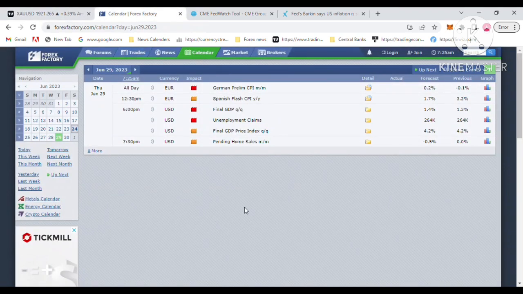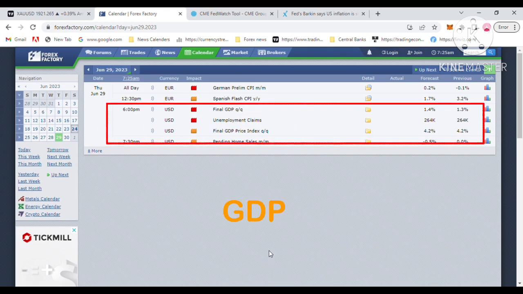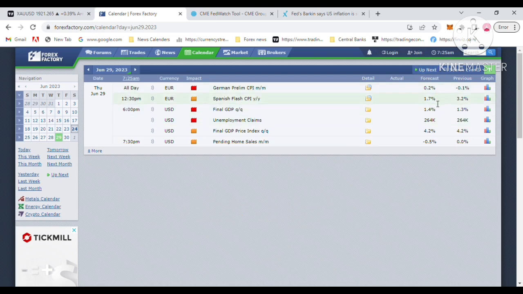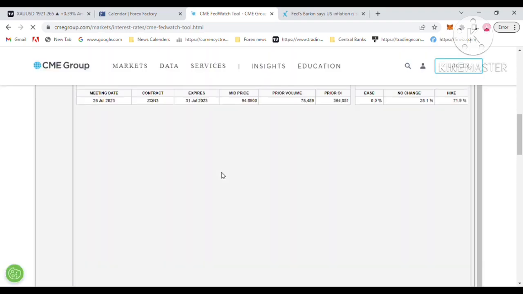So let's move to the economic data. What is going on next week is the USA GDP data on June 29th. That is the more important economic data you should watch, the US gross domestic product. Positive GDP data means demand for the US dollar, and gold is affected to the sell side by US dollar demand. So you should watch that GDP data next week.